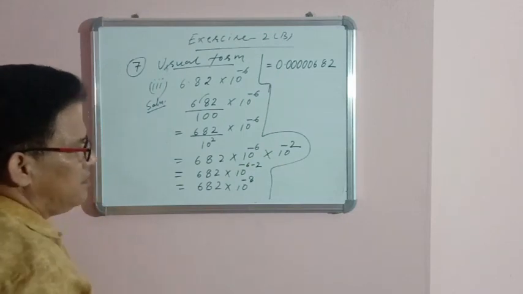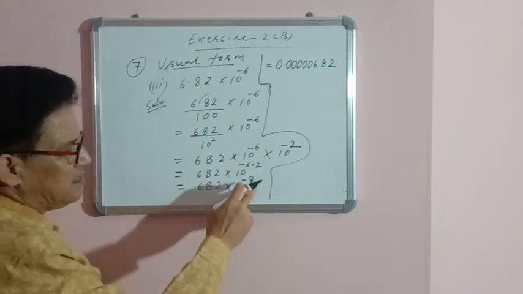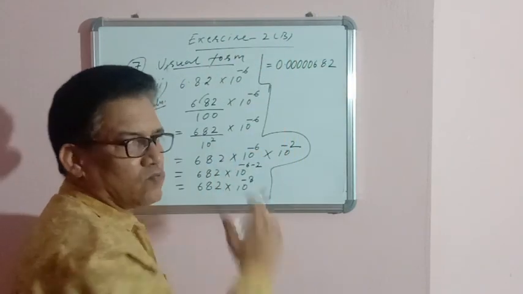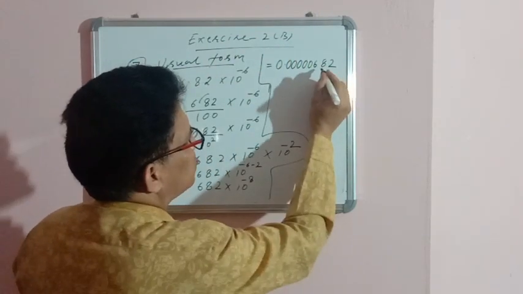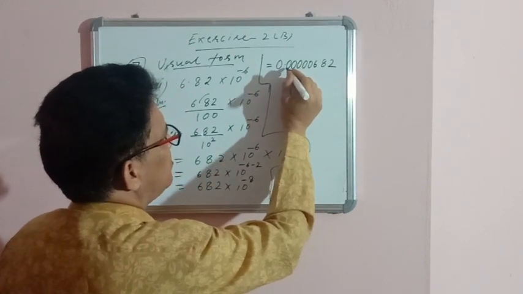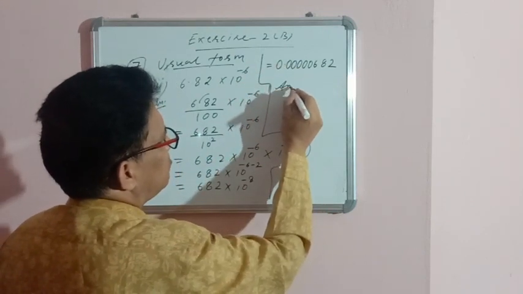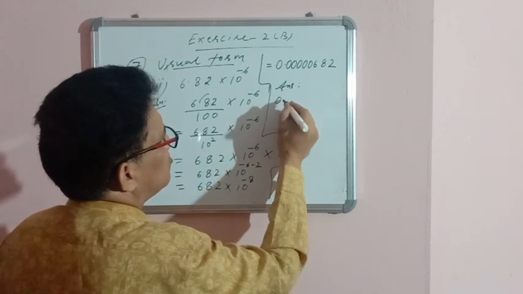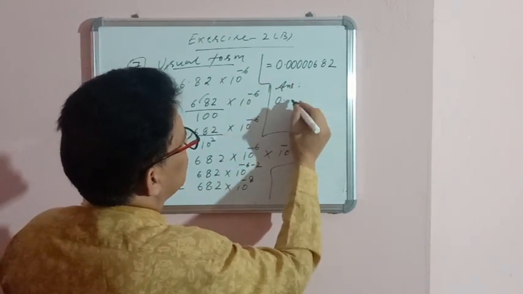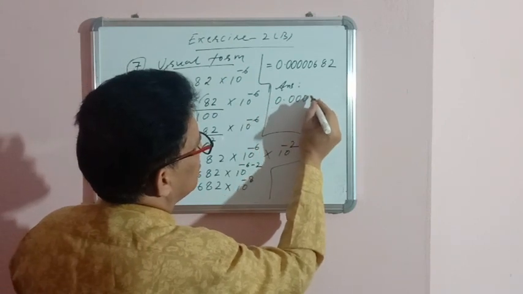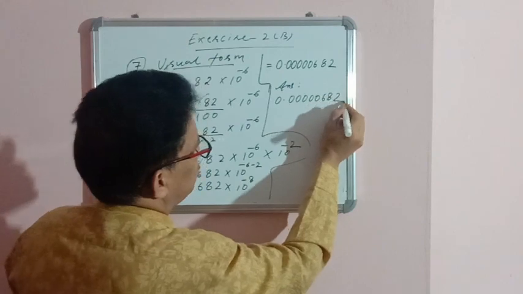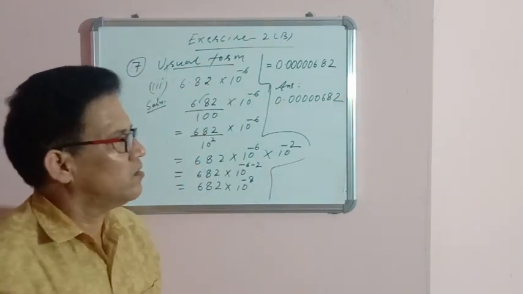Why have we moved 8 places? Because minus 8 was there. So we moved 8 places to the left: 1, 2, 3, 4, 5, 6, 7, 8. So this is our answer: 0.0000 0682, that is, 0 point, 5 zeros, then 6, 8, 2. This is the usual form.